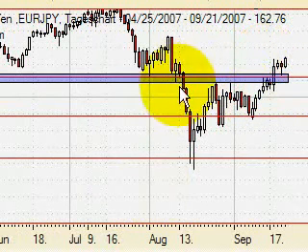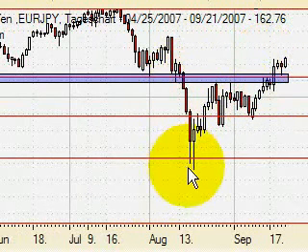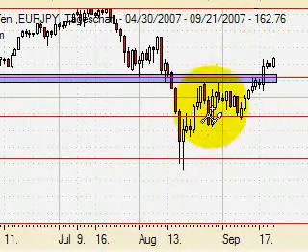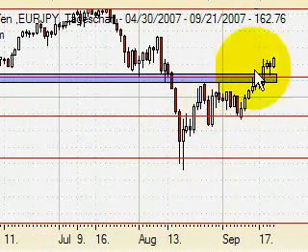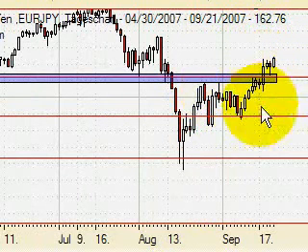You would have gone short here, grabbed like 500-600 pips, and then you would have waited, it bounces, and then here again you can buy and make probably another few hundred pips.